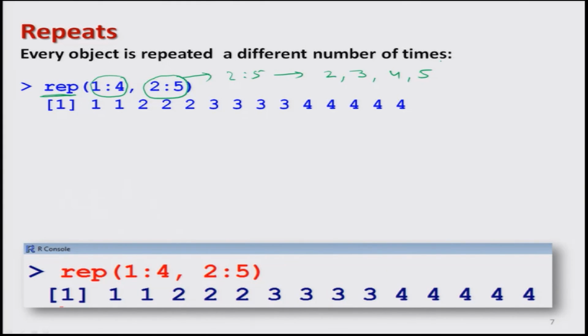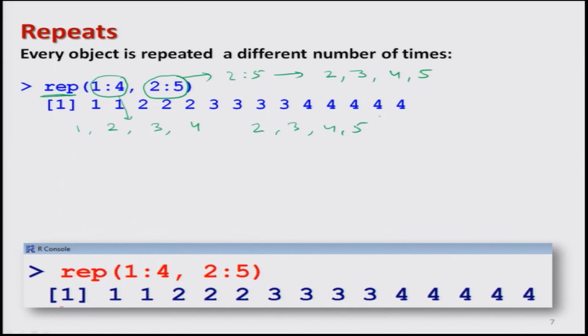So, now if you try to see what I am trying to do here, in the first step I am trying to generate a vector of values 1, 2, 3 and 4. And now I am saying that these values have to be repeated 2, 3, 4 and 5 times, and these values are controlled by another vector.